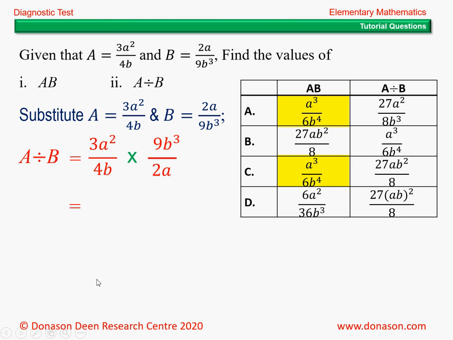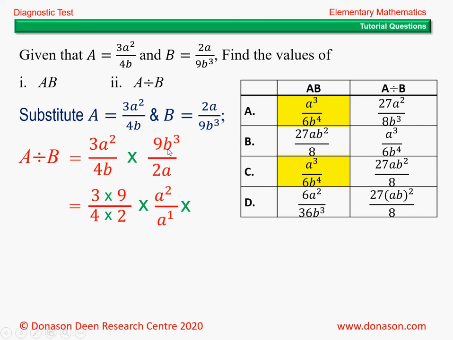So that's the first step that you need to do. Then of course the next step would be to group all the numbers together and all the alphabets together. So we're going to write the 3 and then times 9, which is also on the numerator, over in the denominator we have got a 4 times and there's a 2 there. So we will write that. And then now let's go for a. So we have got a squared. So we're just going to write the a squared. And is there any a in the denominator side? Of course there's an a here, right? So you can write it as a to the power of 1 since there is only one a, right?